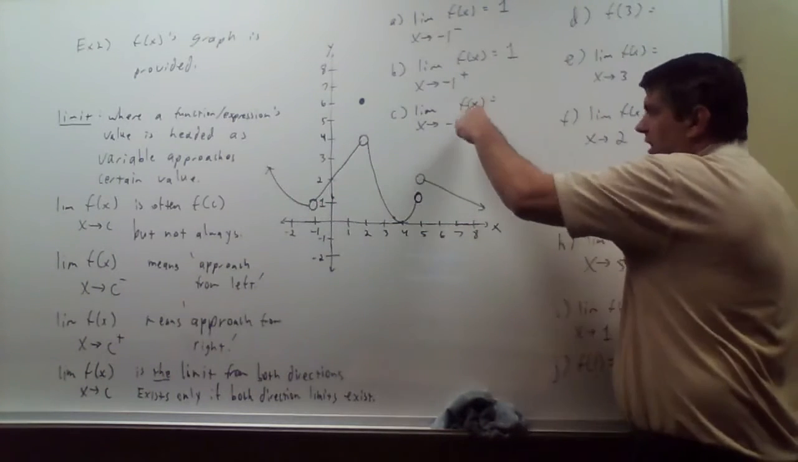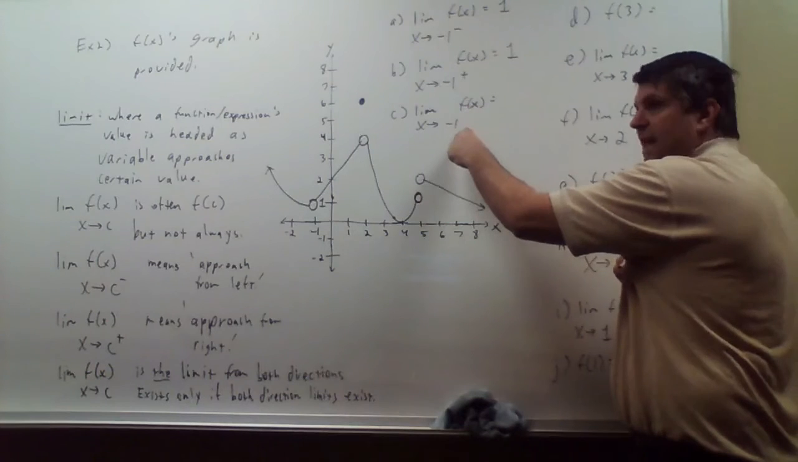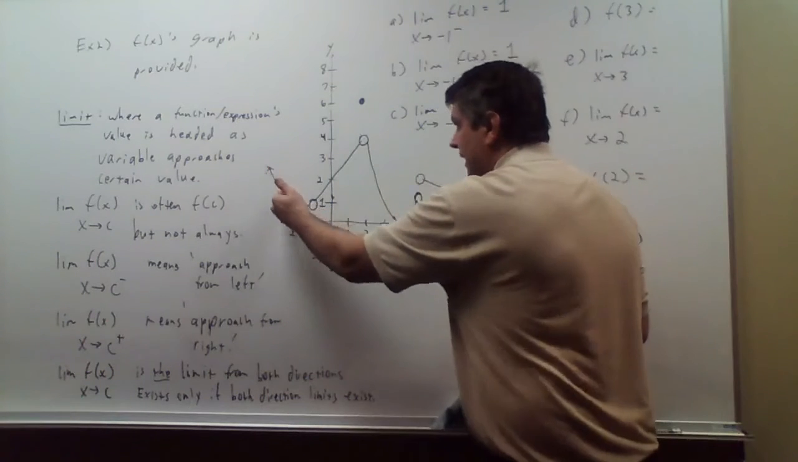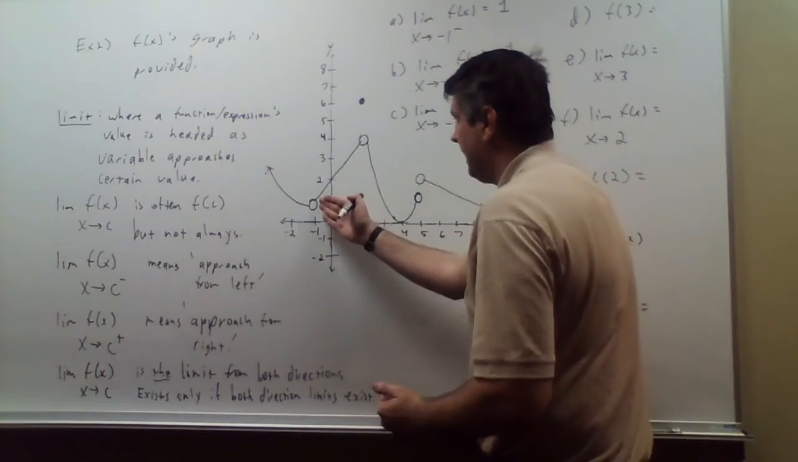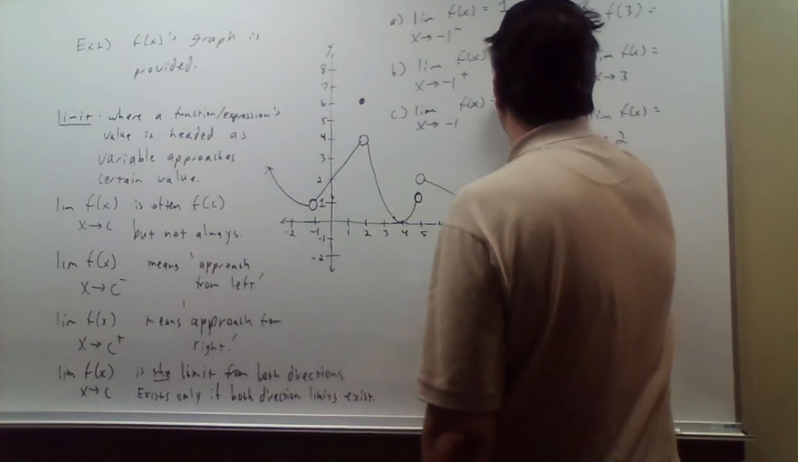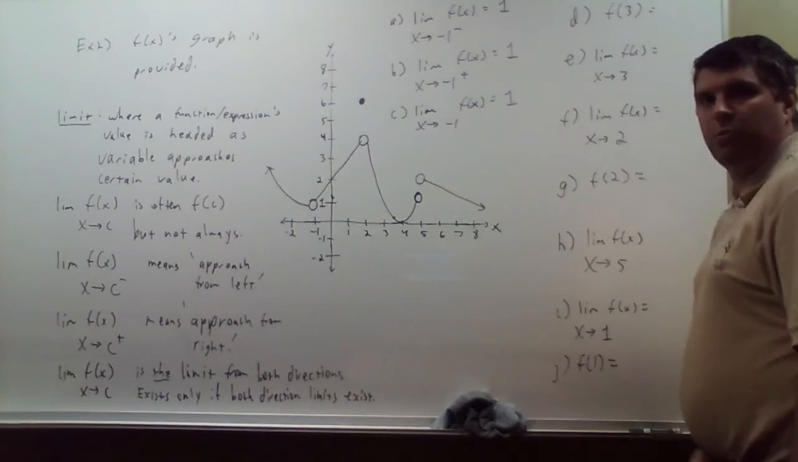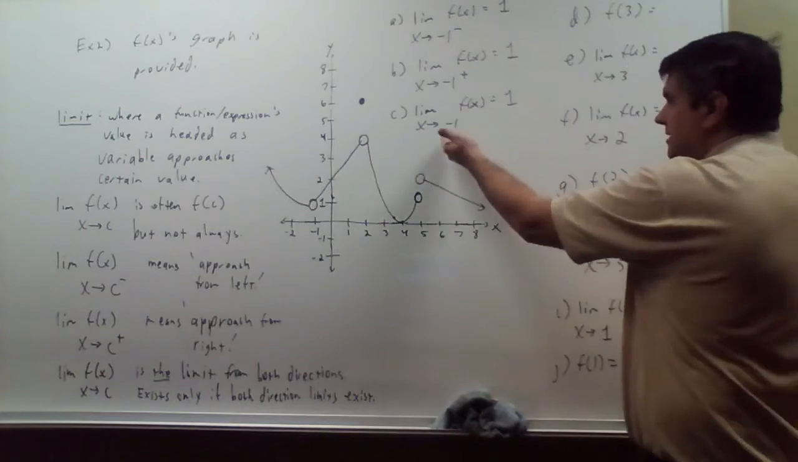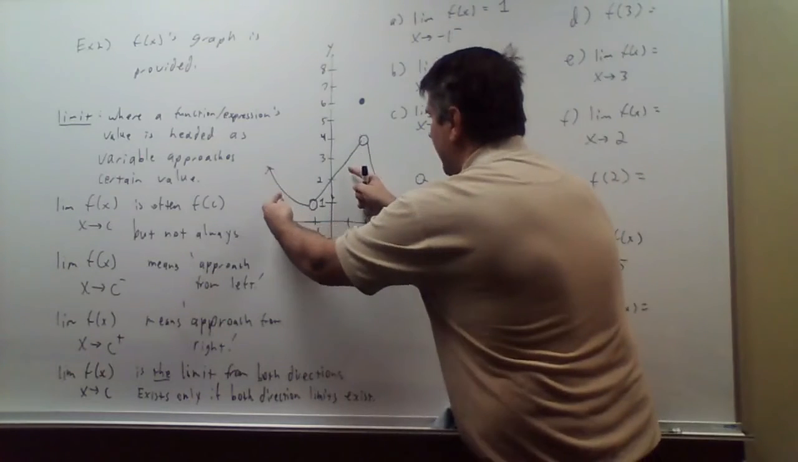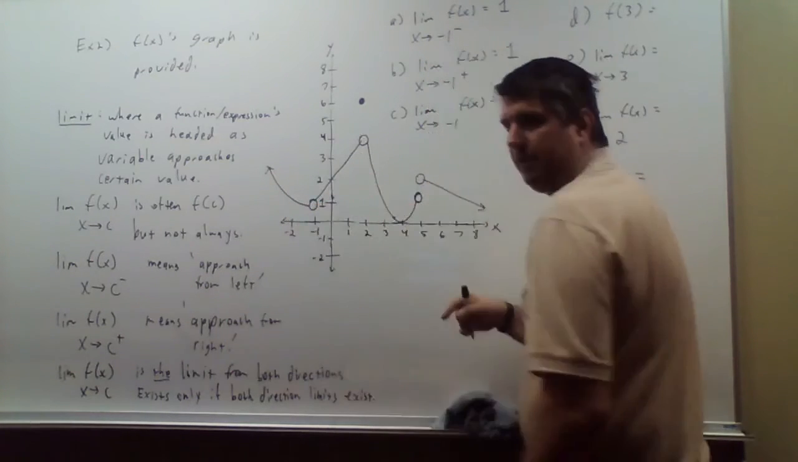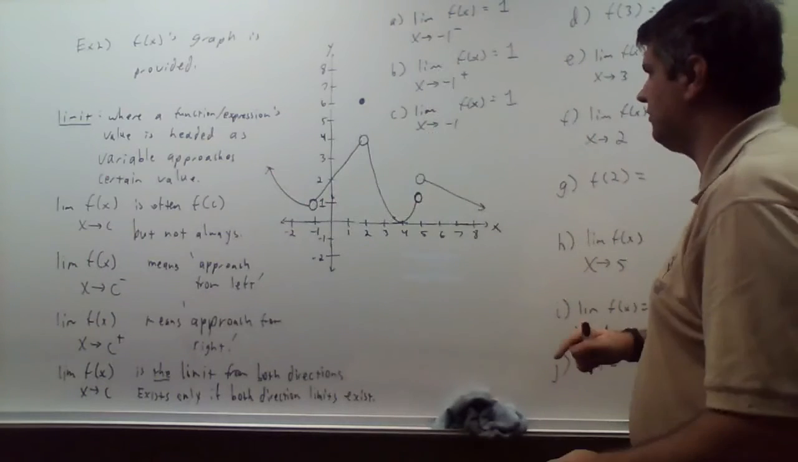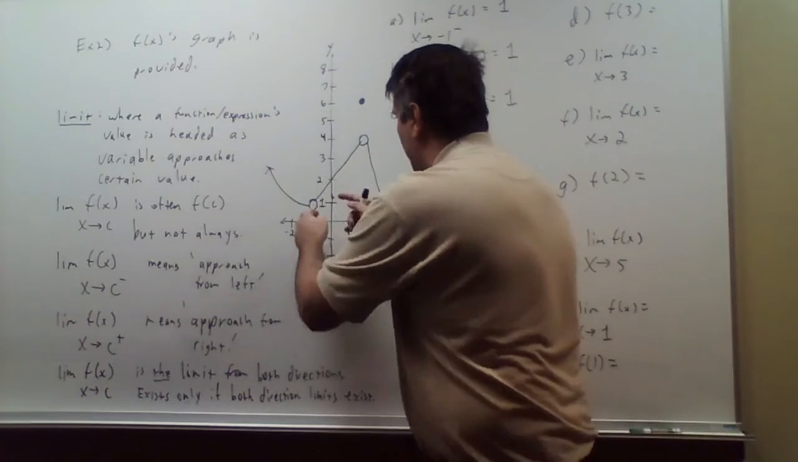What is the limit as x approaches -1? Well, from the left, it's 1. From the right, it's 1. So it's 1 from both directions. So the limit as x approaches -1 is 1, because that's where the function value is headed as we approach from both directions.